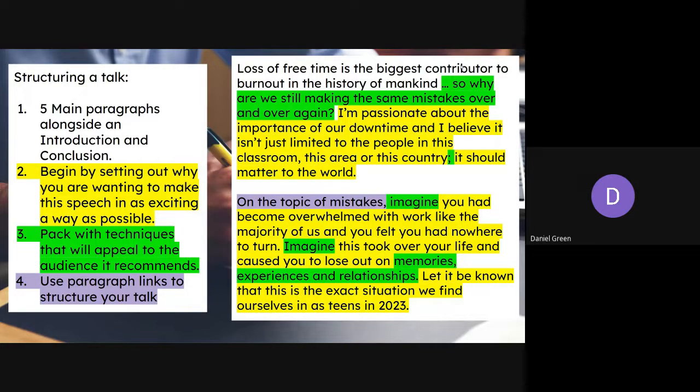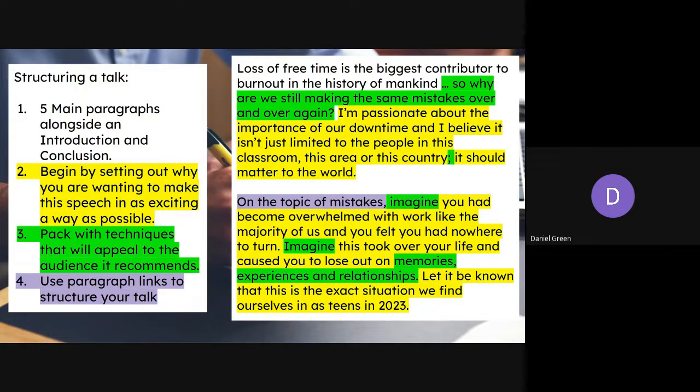I just talked about mistakes in my opening, the biggest mistakes in the history of mankind. And now I am using it to bridge my paragraph, talking about past mistakes and how we need to rectify them for the future. Then I've used techniques all the way through. Imagine. So I've used my repetition here. I've used my tripling down here. I've used an ellipsis and led it into a sentence to sort of link those points together. I've used a semicolon up here to make my talk look sophisticated. All of these things contribute to a good talk.